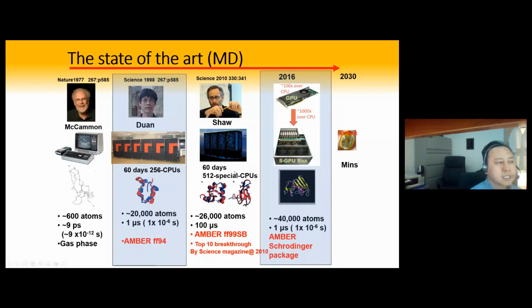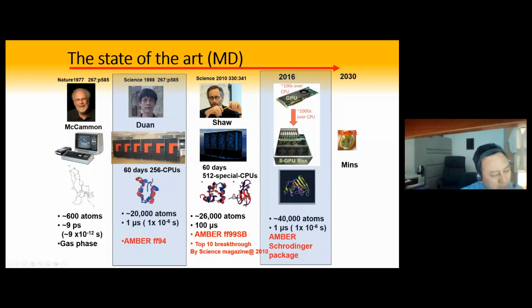Then this work inspired Dr. Shaw, who is a computer science professor from Columbia University, who is also a billionaire by writing software for Wall Street. When he saw Dr. Duan's study, he was inspired: why not build a specialized chip to speed up the calculation so we can do larger systems with longer time scales so that we can tackle fundamental drug discovery? So he did that. And this is a specialized computer he designed called Anton.